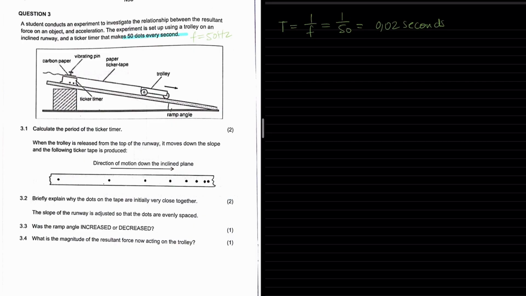Next question, when the trolley is released from the runway, it moves down the slope and the following ticker tape is produced. Briefly explain why the dots on the tape are initially very close together. So it's because the object is accelerating from rest. So the object accelerates from rest. So you can think of it like this.